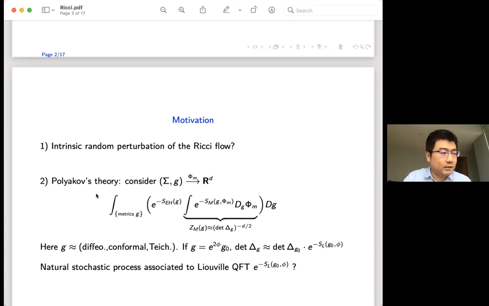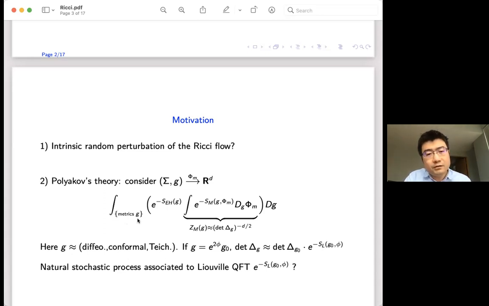Another motivation is quantum gravity. So in the Polyakov path integral, if you assume that the matter field is a free bosonic field, then you can integrate out the matter field and get this determinant of the Laplacian, where the Laplacian is with respect to the metric on the Riemann surface. Now for the rest of the integral over all the metrics, if you take the metrics modulo diffeomorphism and conformal transformations, then you get the Teichmüller space.